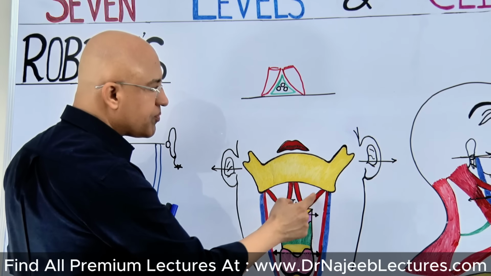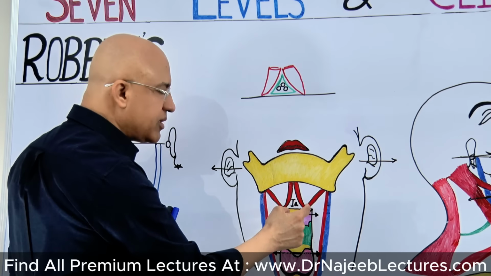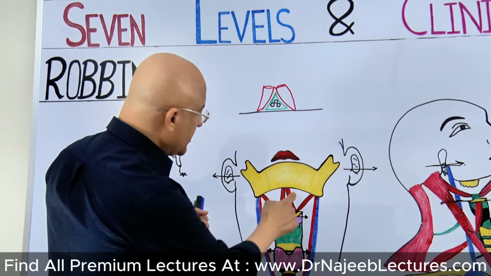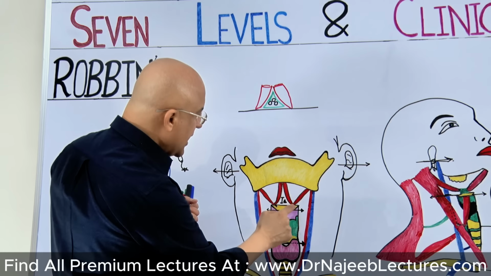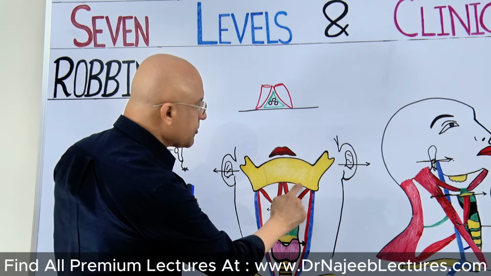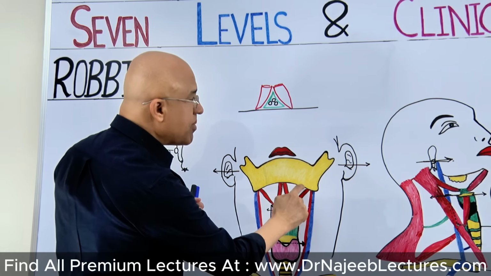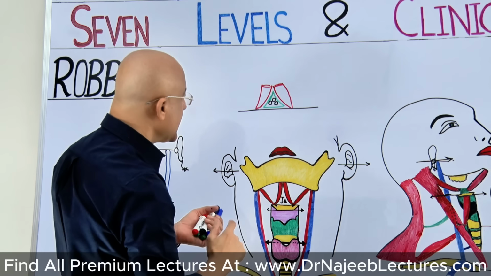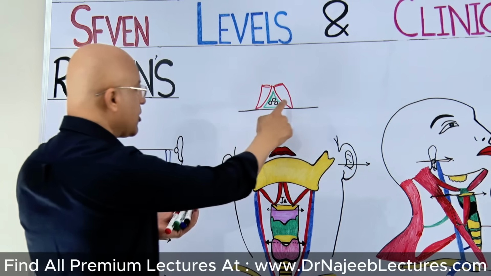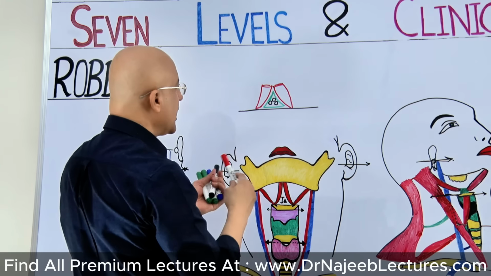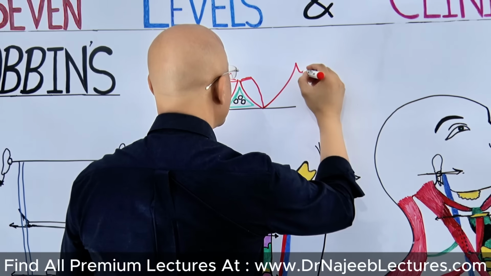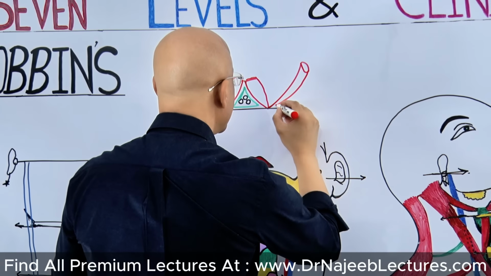And lateral to this, if we move laterally, what do we see? Posterior belly of the digastric, right? This is the posterior belly of the digastric, and here is the anterior belly of the digastric, and here is the base of the mandible. This makes another triangle. I will draw it here to isolate it and make it clearer. This is the posterior belly of what? Digastric.